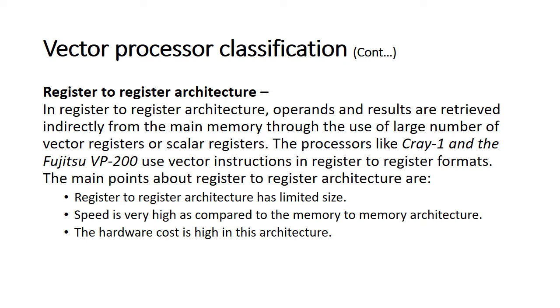The main points about register to register architecture are: first, register to register architecture has limited size. That means memory has no limitation of size, but register to register architecture has limited size. The second is that speed is very high as compared to memory to memory architecture, and the third is that the hardware cost is high in this architecture.